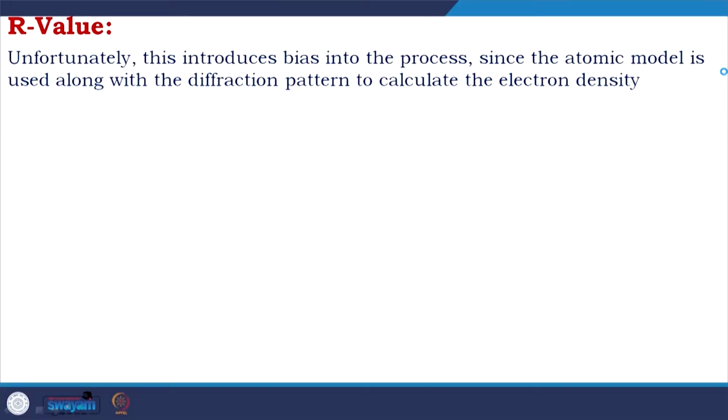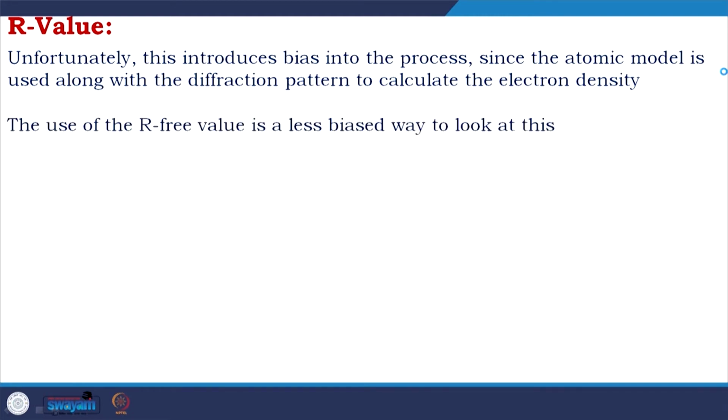When we do that, unfortunately this introduces bias into the process, since the atomic model is used along with the diffraction pattern to calculate the electron density. So, we get the information. So, in the course of improvement a bias is included, which affects the checking of the data further, the validating of the data.